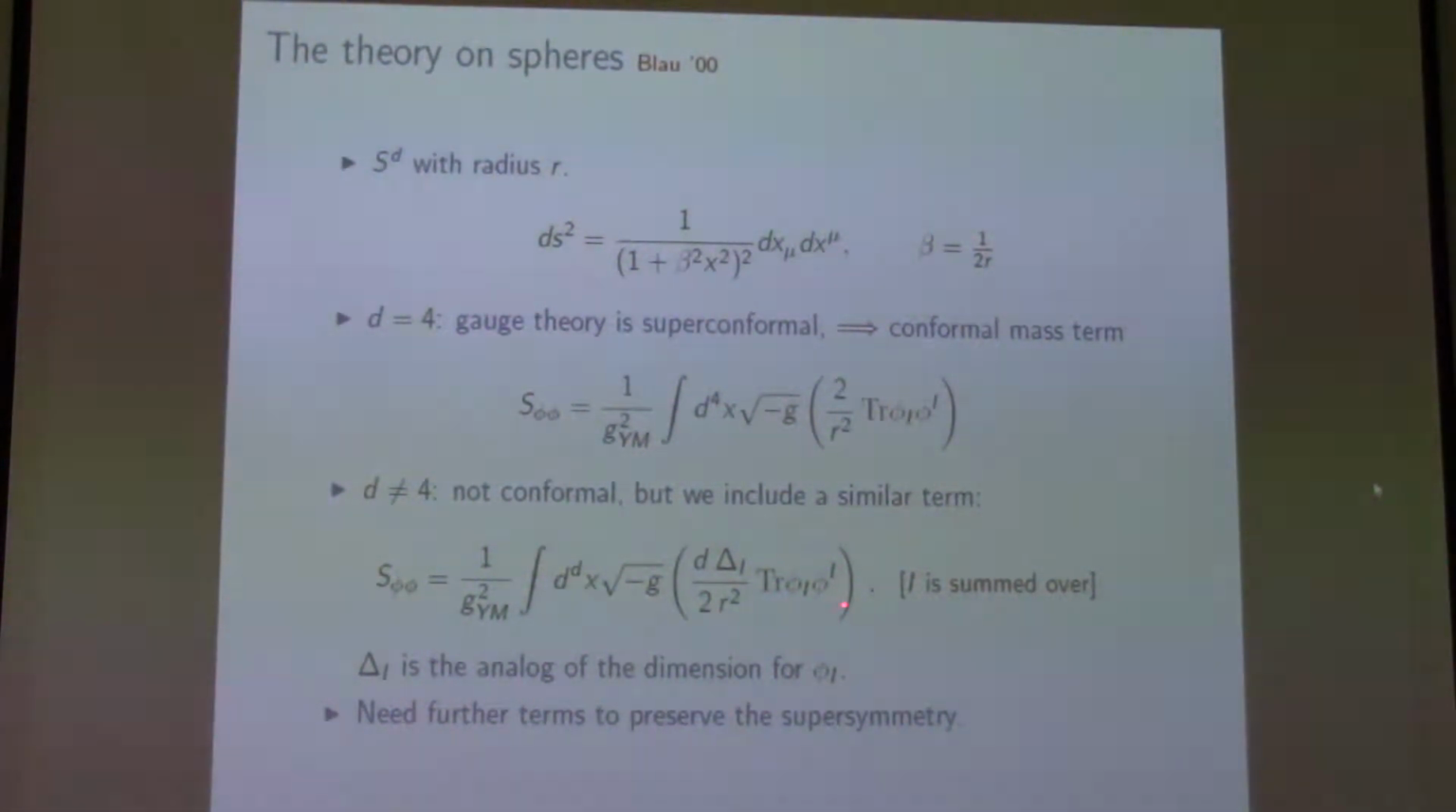So it'll be a trace phi squared. And for convenience, we're going to pull out a factor of little d. The d is the number of dimensions we're reducing to. And we will allow for a delta i where the delta i's are not necessarily the same for each of the scalars. So delta i, in a sense, is the analog for the dimension of phi i, but it's not really the dimension. In fact, it won't be the dimension. Now this term here is enough if we're in 4 dimensions. But if we're not in 4 dimensions, we need additional terms in order to preserve this supersymmetry.